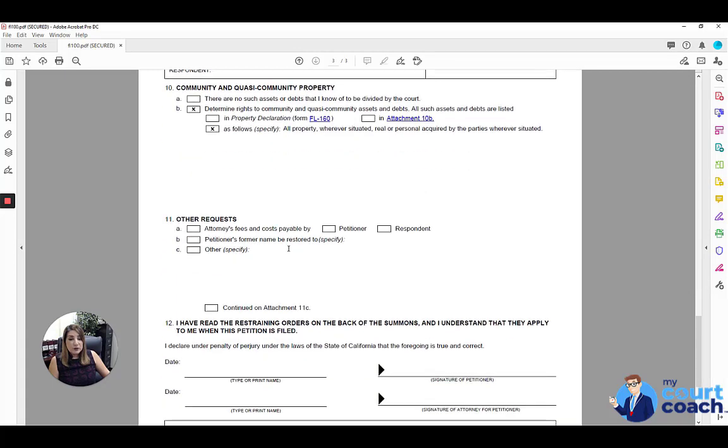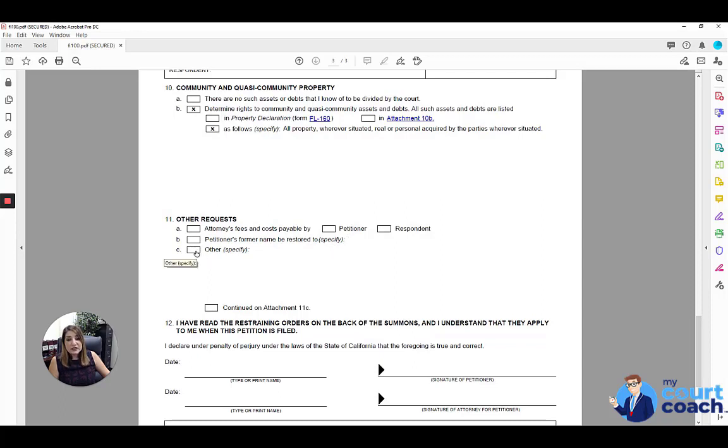Finally, if you're requesting attorney fees, then you would want to mark box 11 and who you want the attorney fees to be awarded to. If you are requesting your name to be restored, if you have changed it for marriage purposes and would like it to be changed back, mark 11B and put the full name of what you would like it to be changed back to, first name, middle name, last name.